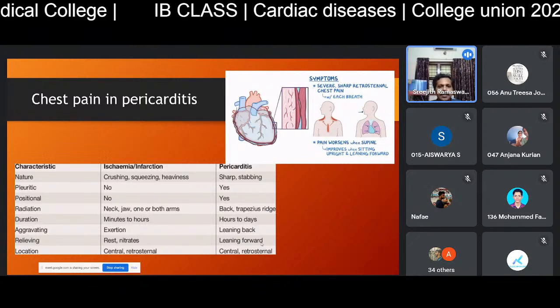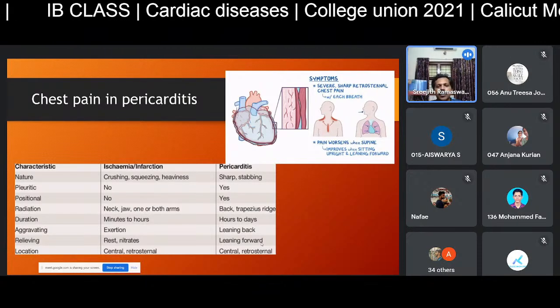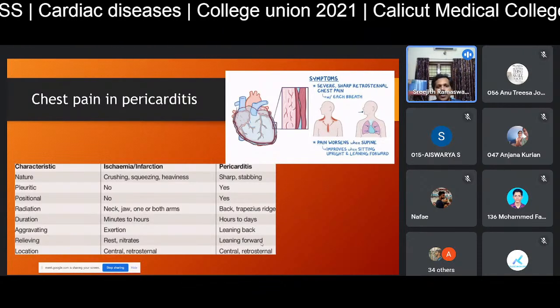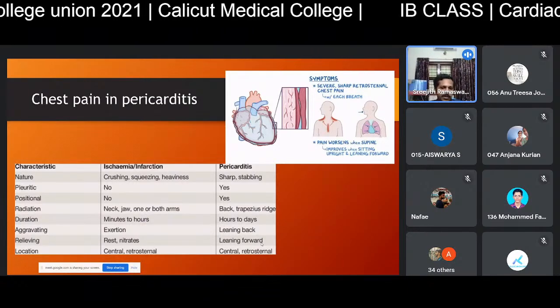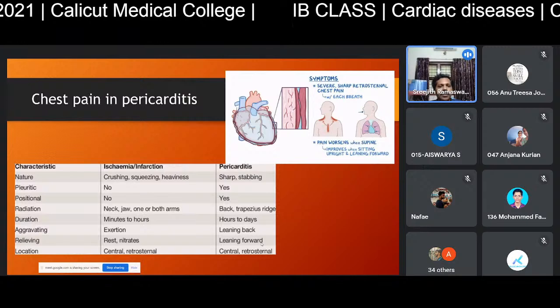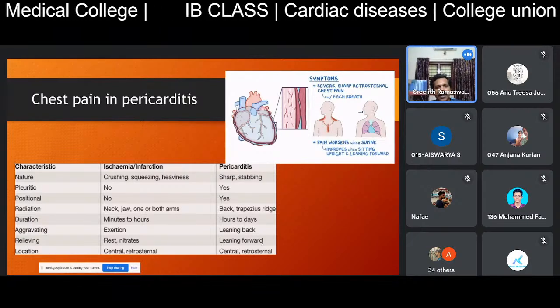The problem is that in ECG, pericarditis can produce an ST elevation. Now it is another cause for ST elevation. So you may be confused with it being a myocardial infarction. So you have to carefully evaluate and differentiate between pericarditis and myocardial infarction.